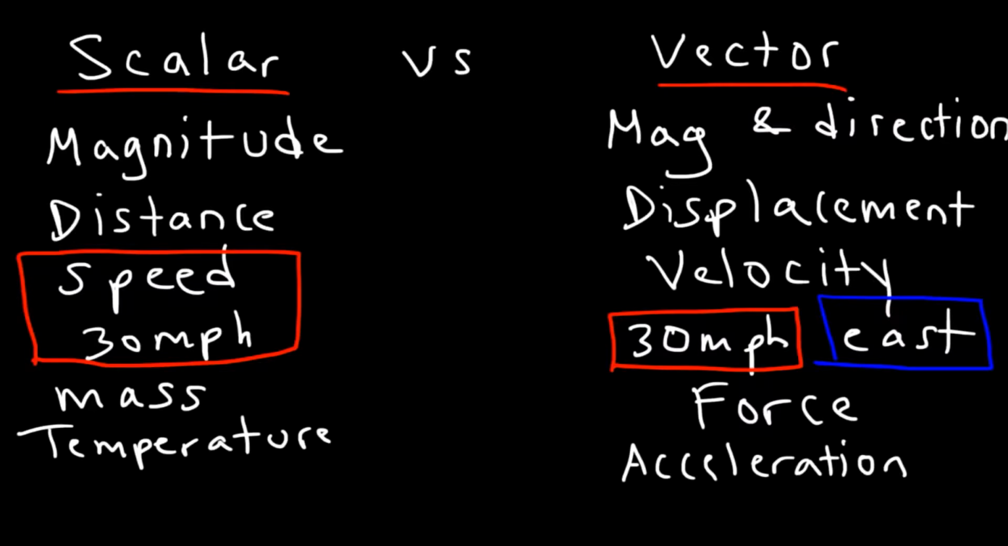Now you can accelerate towards the east, towards the west, north, or south. So direction can be applied to acceleration, which makes acceleration a vector quantity.